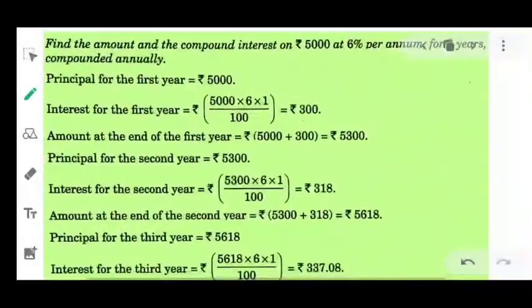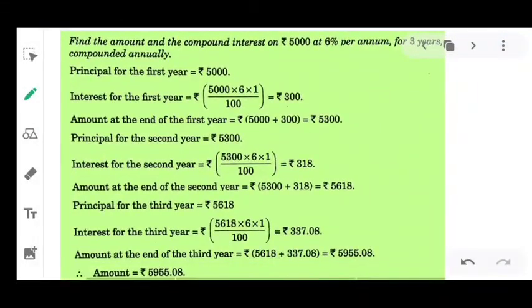Next, here's the example. Find the amount and compound interest on 500 rupees at 6% per annum for 3 years, compounded annually. So here principal is given and rate of interest is given, and we have to find out the compound interest and amount for 3 years.